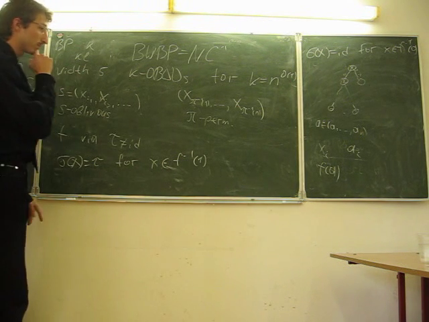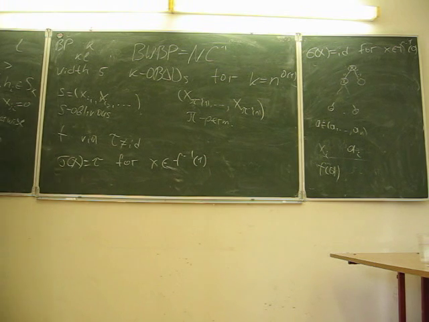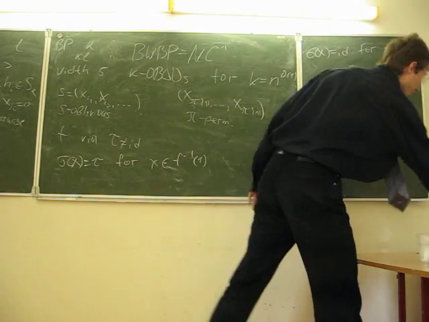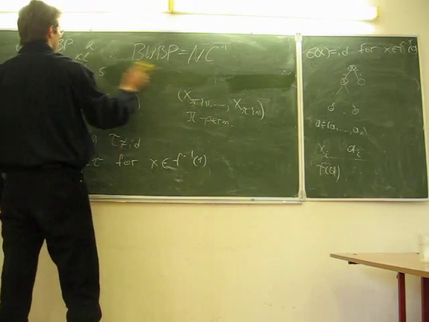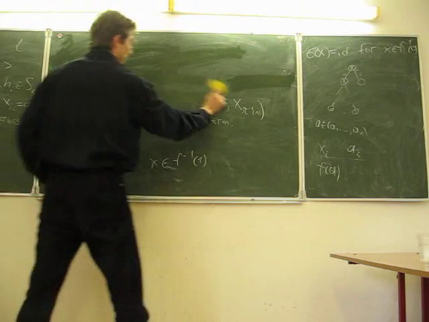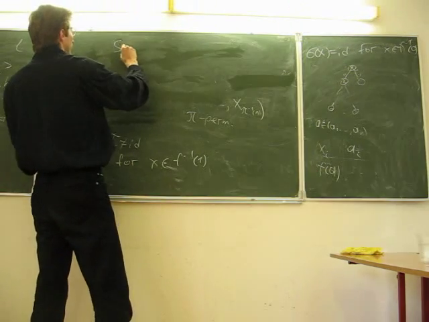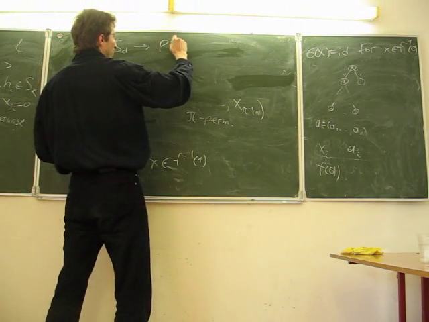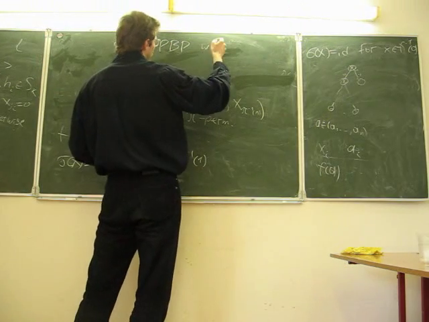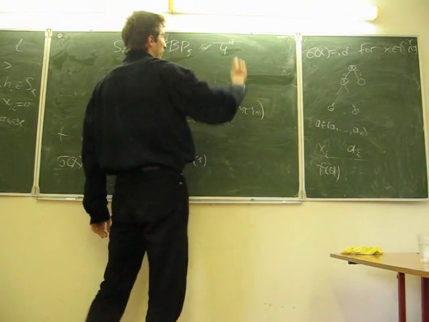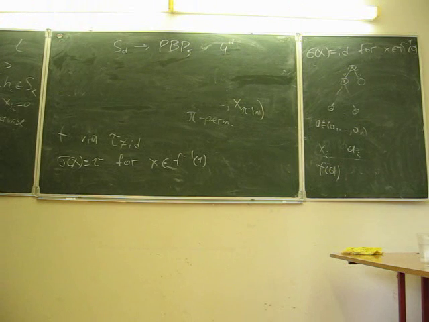Now, Barrington proved that given a circuit of depth d, we can construct a PBP of width 5 and length 4 to the power d. That is proved by induction. I can give you a sketch of the proof of the induction step.